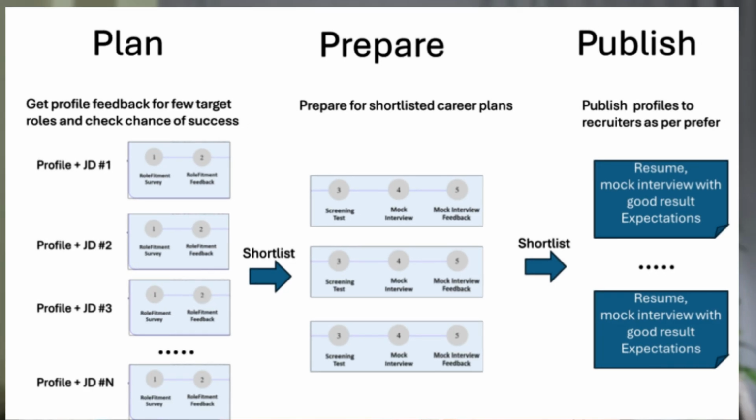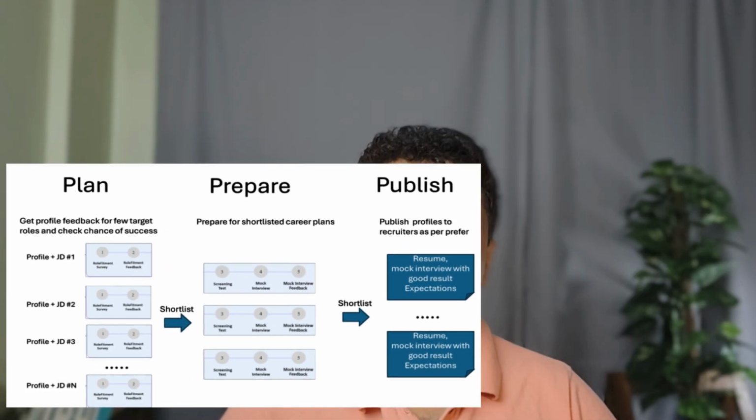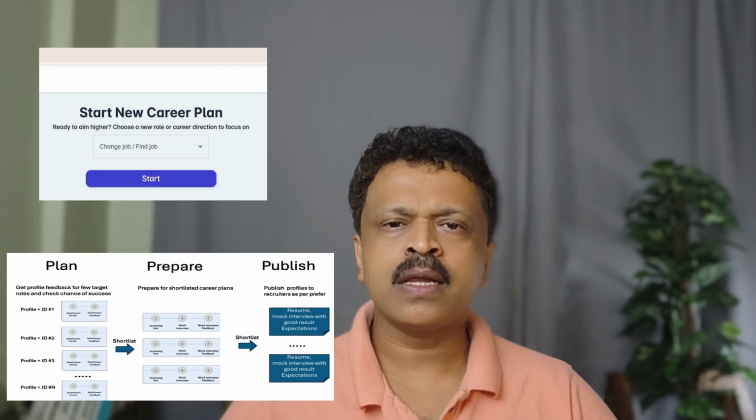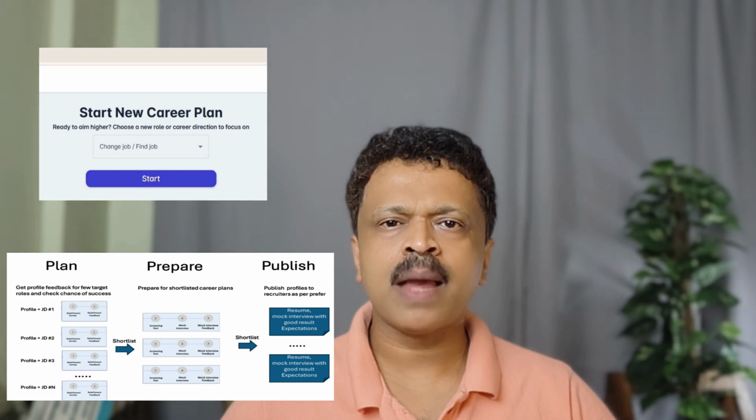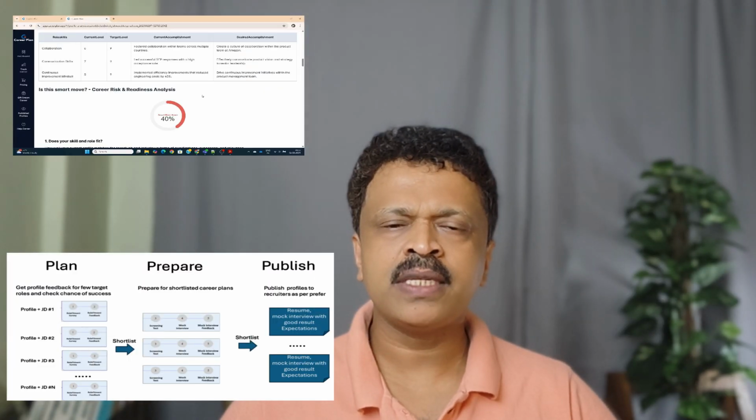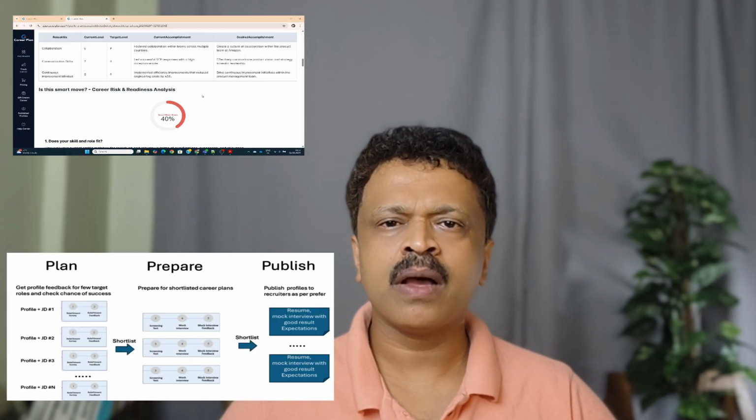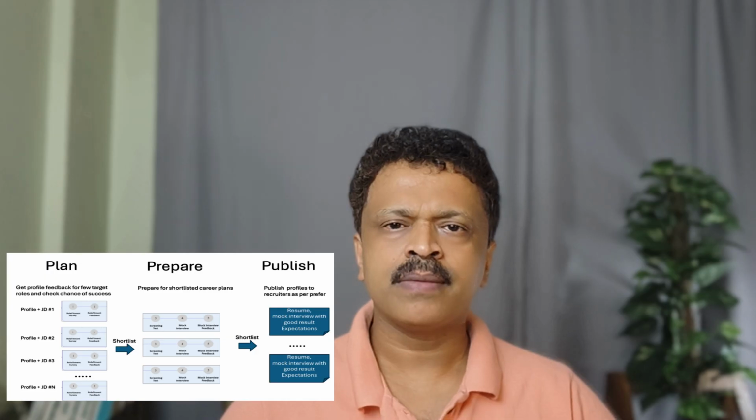We are trying to help my ex-colleague, a solution architect, who was laid off from the job recently. We are following the process of plan, prepare and publish. In the plan phase, the candidate is supposed to create multiple career plans, each pertaining to one target role and one resume. The CareerPlan app gives the profile feedback. This includes the smart move score, which gives its judgment on what is good to try. It also suggests multiple different roles. So likewise, from a bunch of career plans, our solution architect could shortlist a few.